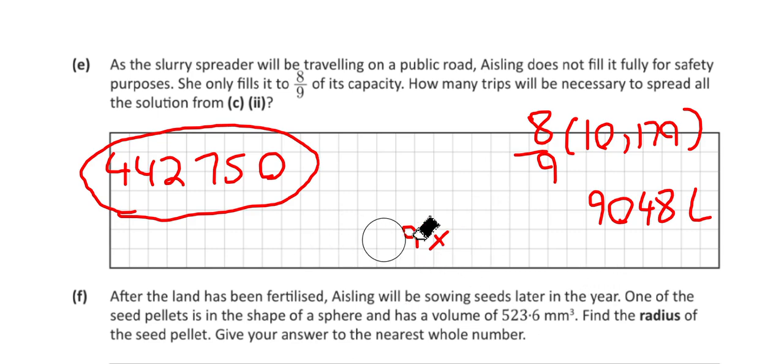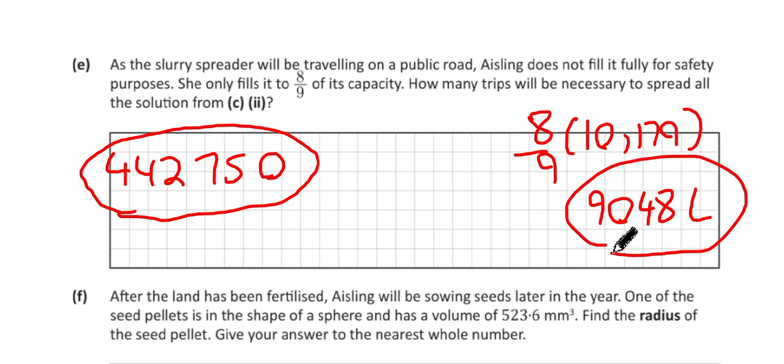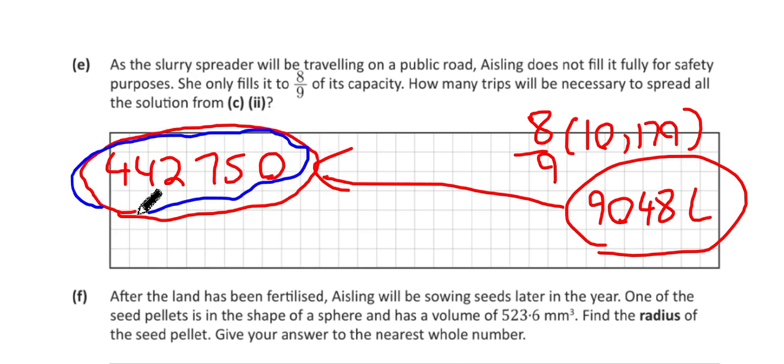Now guys, every time we make this journey, we transport 9,048 litres. But in total, we want to transport 442,750 litres. So can you divide the blue bubble by the red bubble, please, to get your full answer on how many trips we're going to need?